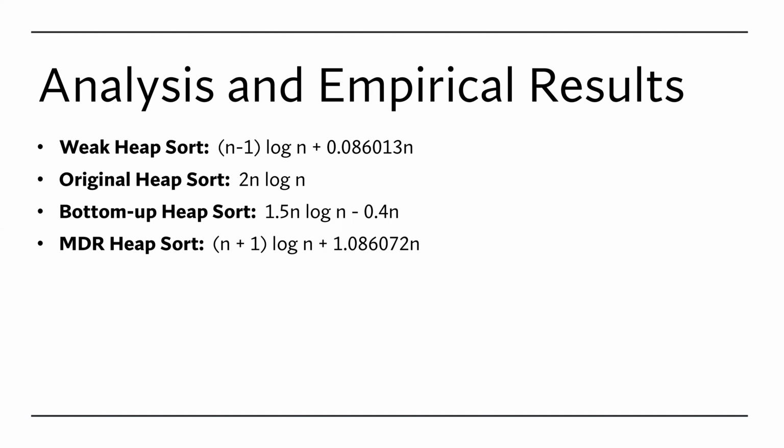Also, heap sort variants such as bottom-up heap sort and MDR heap sort have the worst case of 1.5 n log n minus 0.4 n and (n plus 1) log n plus 1.086 n respectively. As a result, Weak-Heap Sort needs fewer comparisons than other heaps, making it a good sorting method.